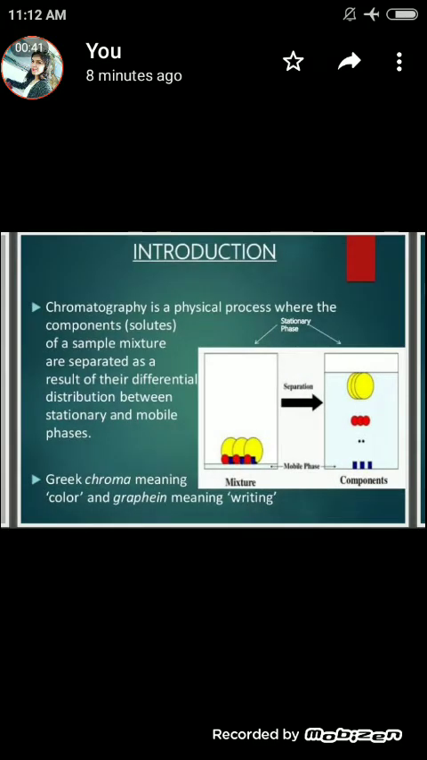Now let's see. Chromatography is a physical process where the components, that is solute, of a sample mixture are separated as a result of their differential distribution between stationary and mobile phase. There are two phases, stationary phase and mobile phase, in the chromatography process that we will discuss further. Greek chroma meaning color and graphein meaning writing, from which the word chromatography arises.